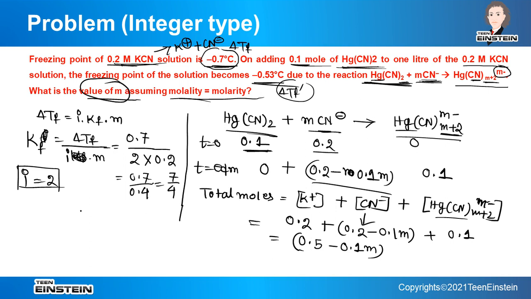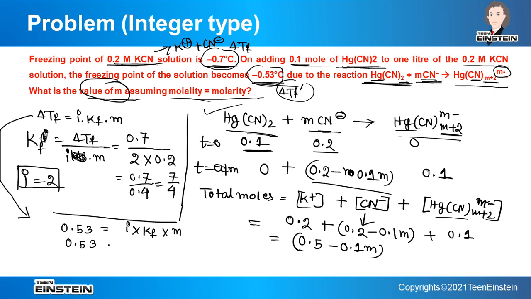So we have to find out the value of m. Now when this reaction is taking place, the corresponding delta Tf is 0.53. So using the same equation, we will write 0.53 equal to Kf, the Kf value is known, times m, in place of which we will write 0.1 m.